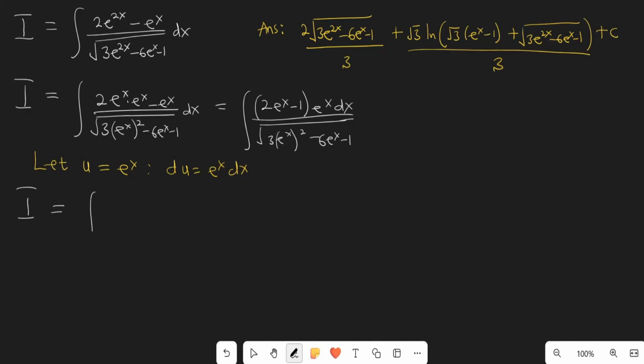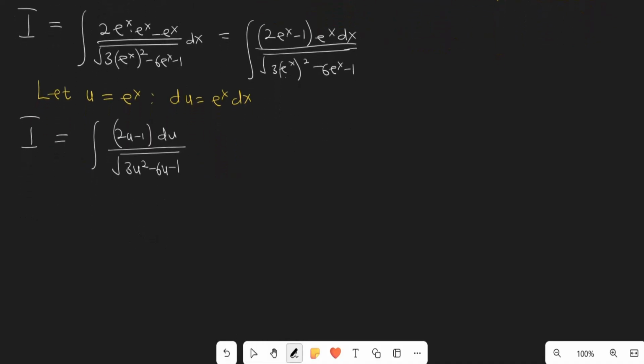I is equal to the integral of (2u minus 1) du, right? Divided by the square root of 3u squared minus 6u minus 1. So this is what we have. This is u squared, 6u, and then minus 1. Cool stuff. And now let's look at this one again.